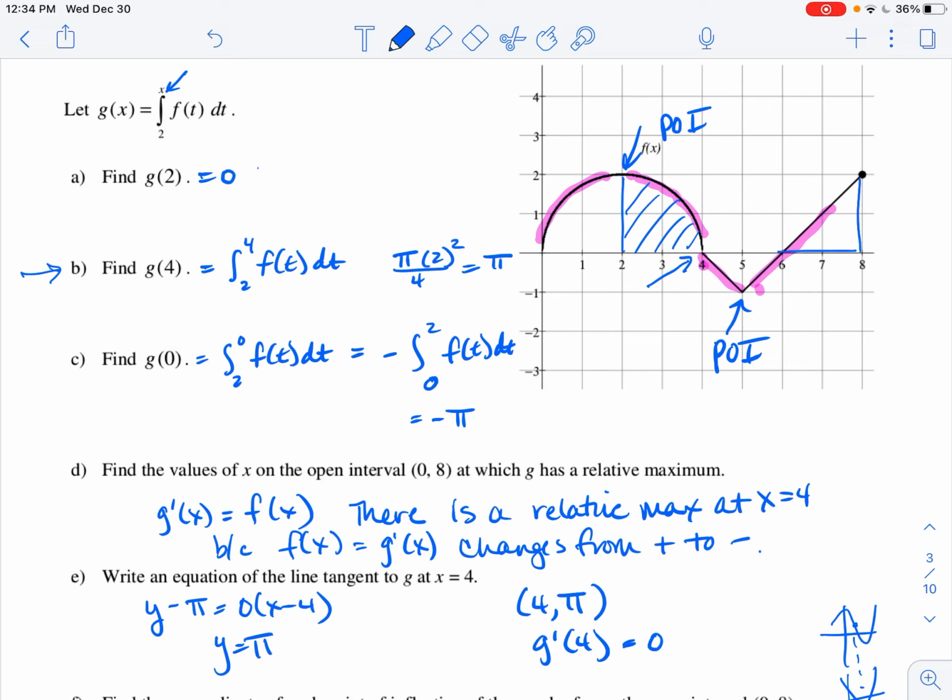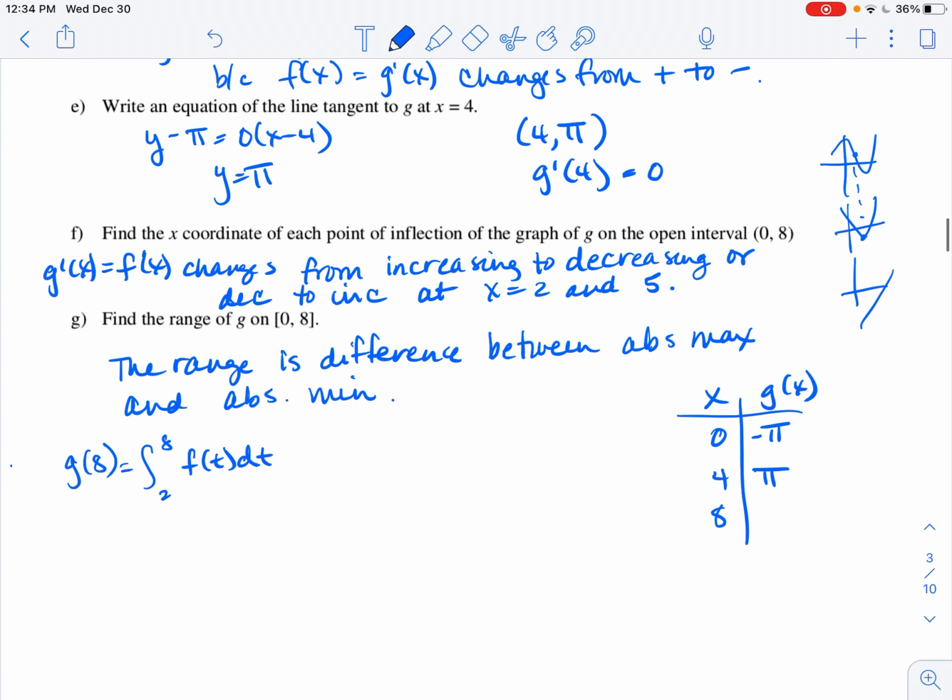Okay, so we know from 2 to 4 is pi. So this right here is pi. And then this is -1 below. And then let's see, this would be 2 over here. And so if I add those together, that would be 2 plus pi minus 1, or how about just pi plus 1?